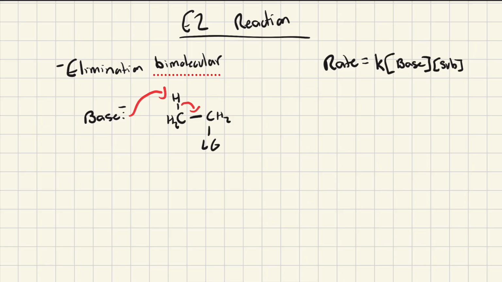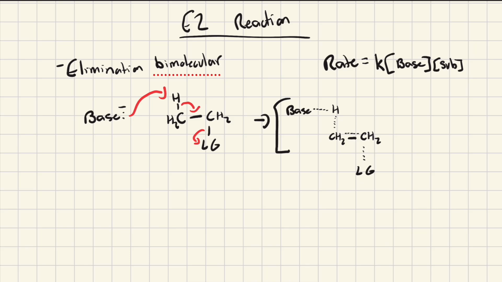And all while this is happening, our leaving group is going to have enough energy to leave on its own. And this is all going to happen simultaneously in one step. If you want to show a transition state for this, you would want to show the base with a partial bond on the hydrogen, which is going to have a partial bond to the carbon, which has a solid sigma bond to another carbon, but it's going to have a partial pi bond to the carbon, which is going to have a partial pi bond to the leaving group.